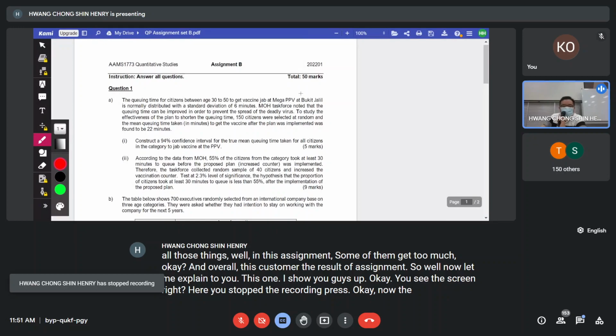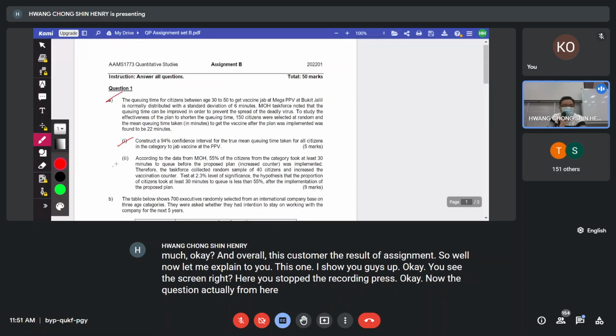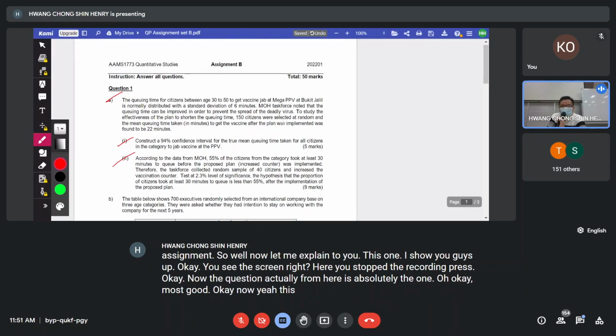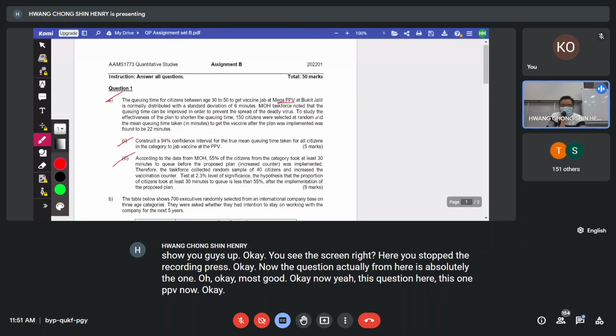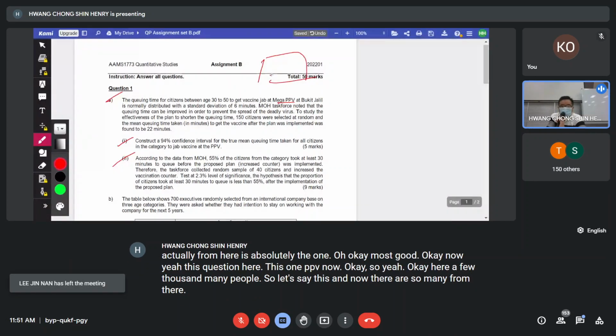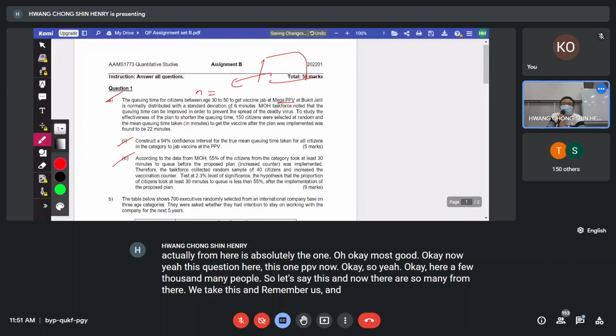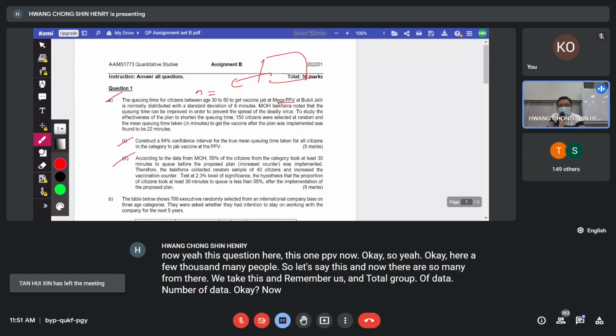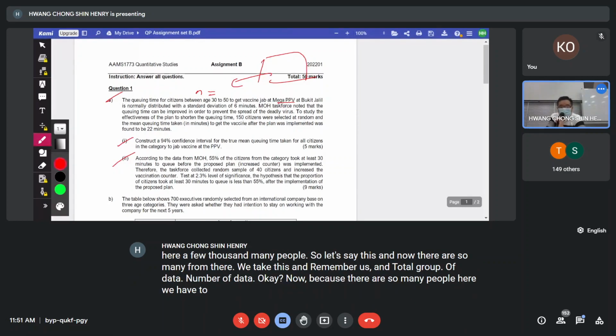Now the question, part A here, these are two related ones. Most groups are okay. Now see, this question says PPV, and I'm talking about this COVID now, right? They are talking about the mega PPV at Bukit Jalil. There are a few thousand people waiting there. Let's say this is the center, and there is a big crowd. We take this N. Remember what's N? Total group of data, number of data. Because there are so many people here, we have to take 150.